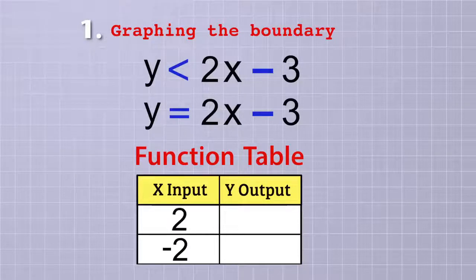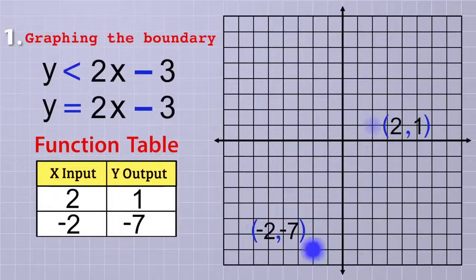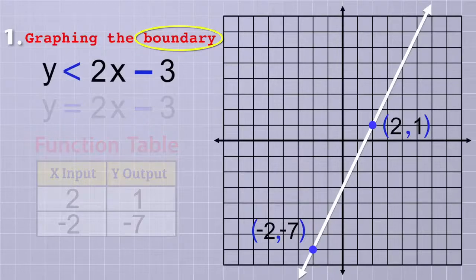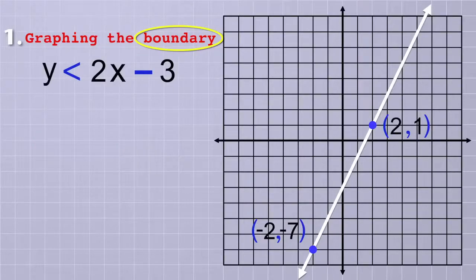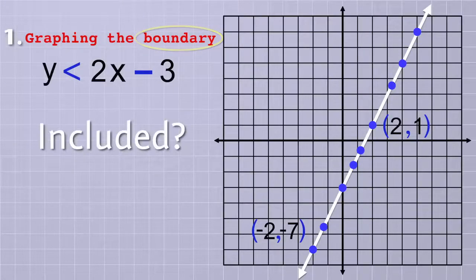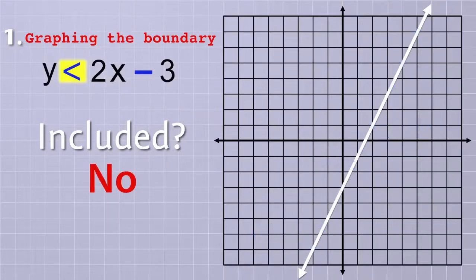If x is 2, then y will be 1. And if x is negative 2, then y will be negative 7. Plotting those 2 points on the graph and then connecting the dots gives us this line, which is the boundary line of the inequality. But are the points exactly along that line included in the solution set? To answer that, we need to check the inequality sign of the original problem. In this case, since we have the less than sign that does not include the equal sign, the line itself won't be included in the set of valid answers. So we'll draw it with a dashed line instead of a solid line.